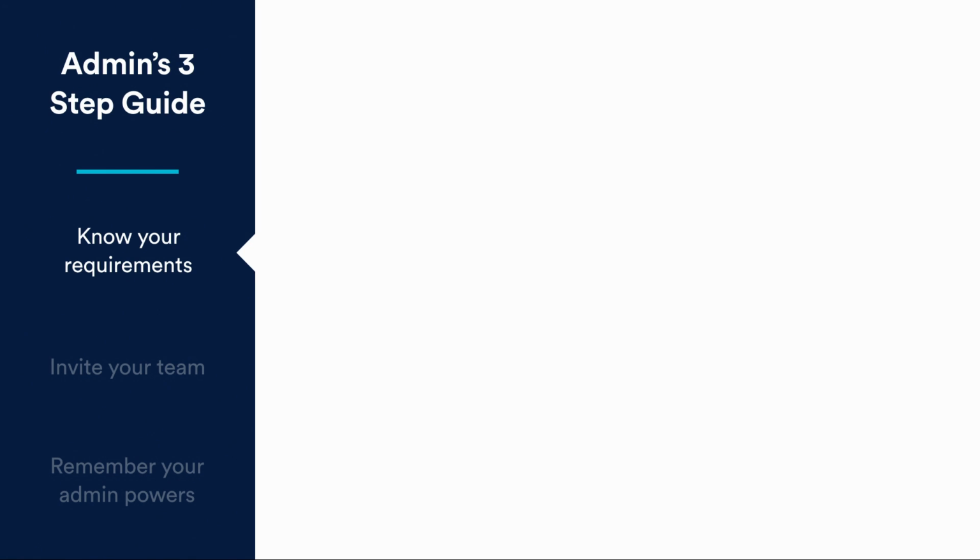The first step is to know your requirements. In order for your users to try the Confluence mobile app, you will need to upgrade your Confluence site to Confluence version 6.8 and above. If you're running on earlier versions of Confluence, there's now more of a reason to start planning your upgrade.